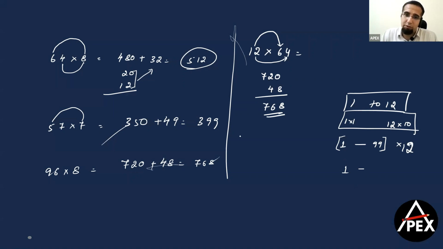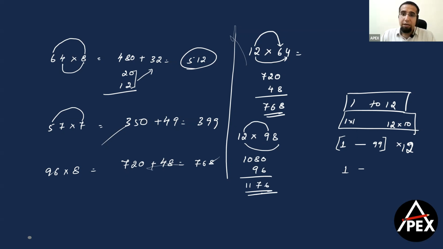At the same time, if you know tables till 12, you can be comfortable with 12 as well. Suppose I talk about 12 into 98. What is 12 nines? 12 nines is 108 and this becomes 1080. What is 12 eights? 12 eights is 96 and this will give me 1176. Clear, guys? So if you are following this method, I'm sure you will be able to pick up the multiplication tables, which is the first basic thing when we go ahead and prepare for CAT, right?